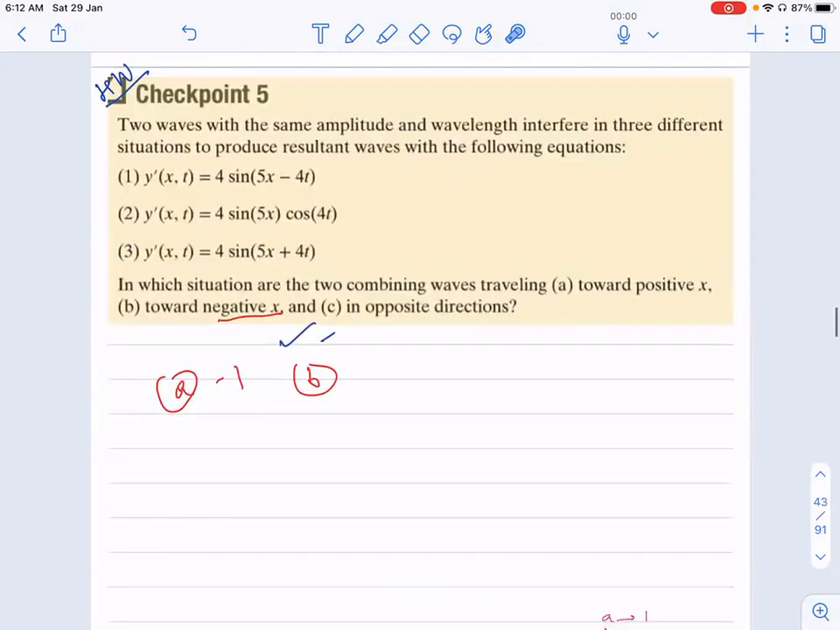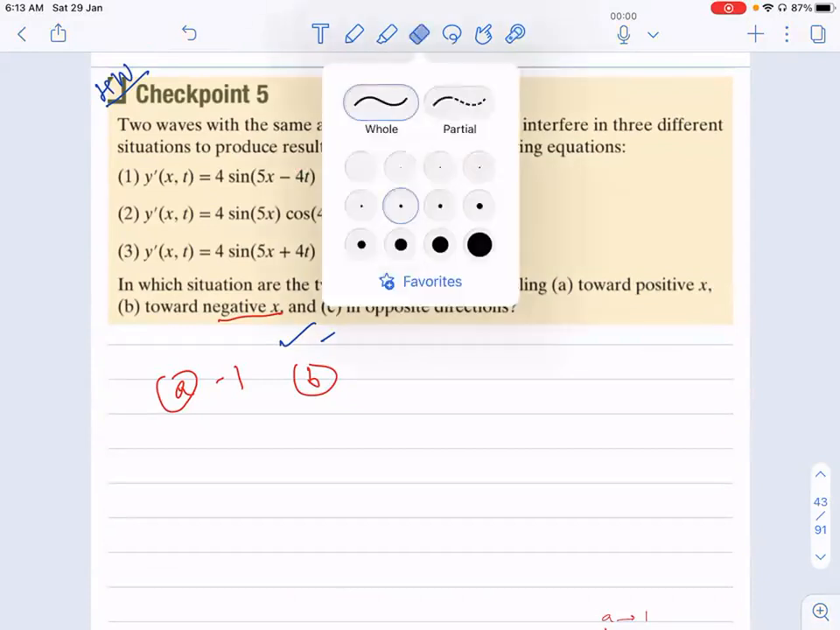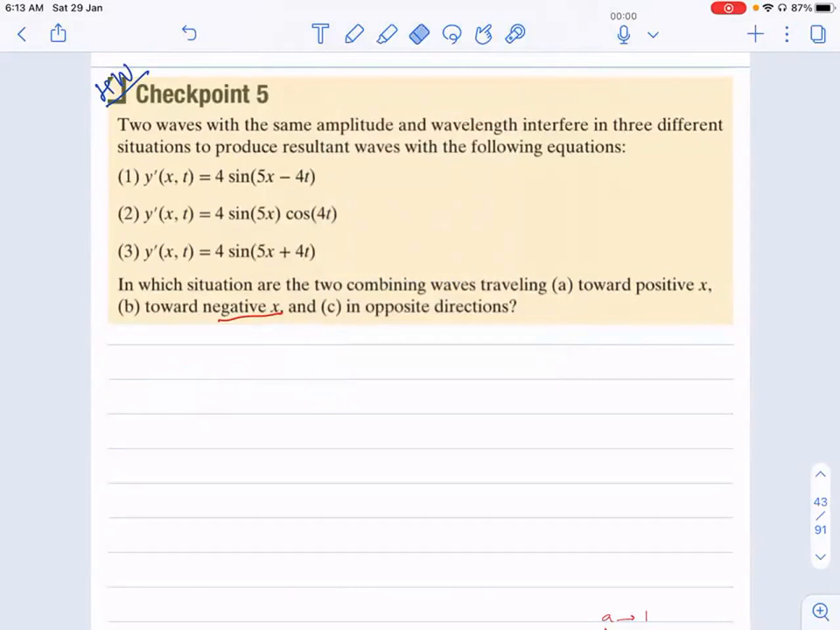This question we were doing, na. So, wave traveling towards the positive axis, ये वाली, नेगेटिव वाली जिसमें नेगेटिव आता है ना. तो A का आंसर हो गया आपका 1.